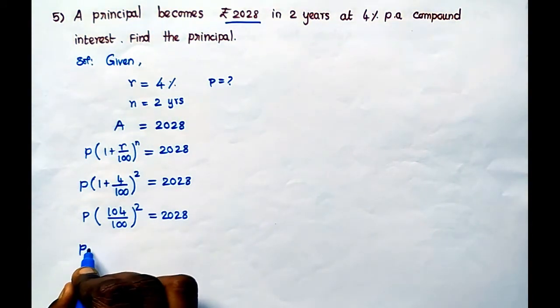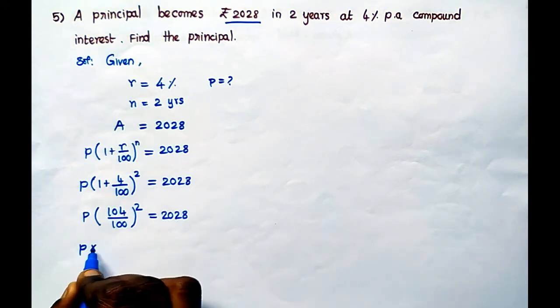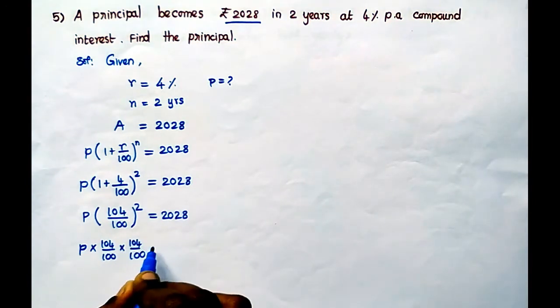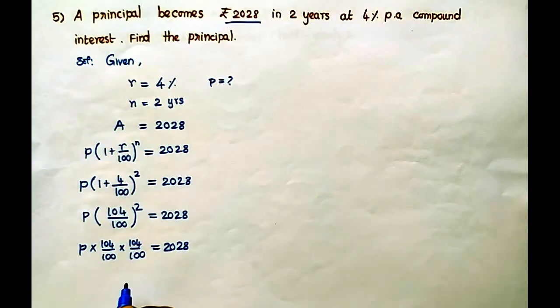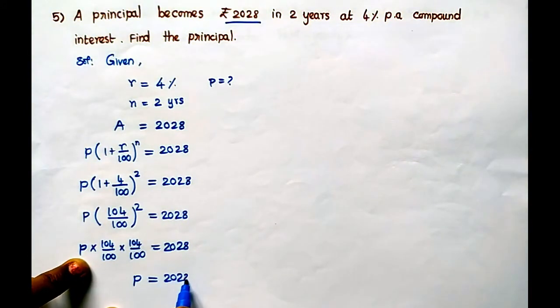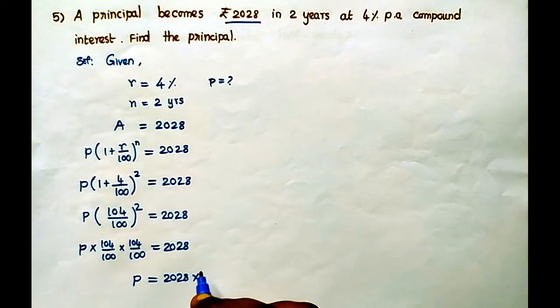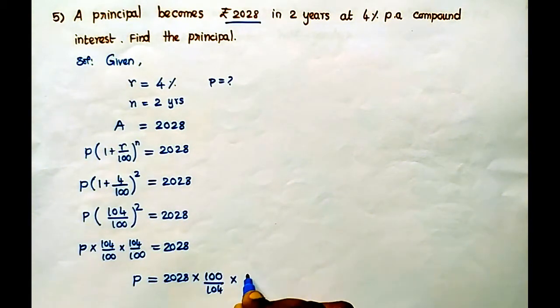Now, P into 104 by 100 into 104 by 100 equals 2028. What is the next step? Keep P here, and 2028 into, bring this to the other side: 104 divided by 100 becomes 100 by 104, because division becomes multiplication and multiplication becomes division. So 100 divided by 104 again. Now, the cancellation.